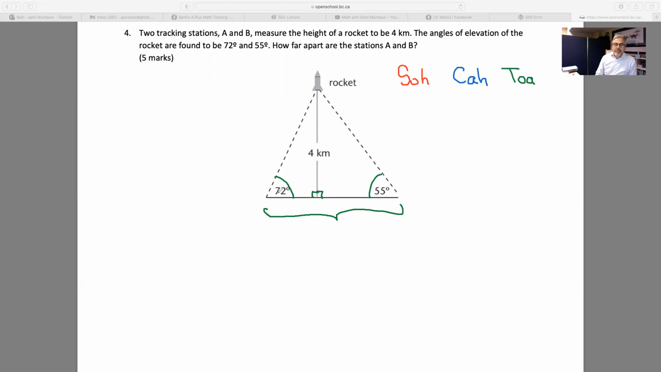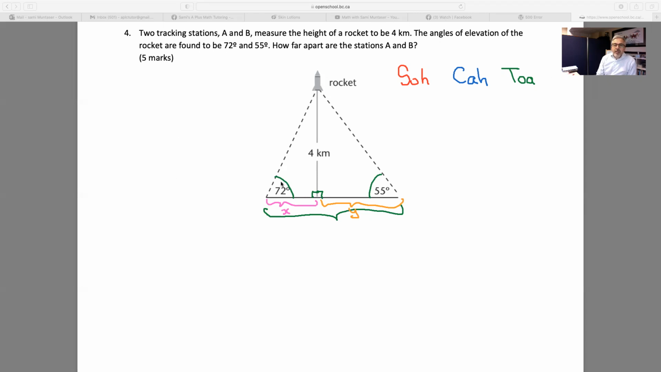and start working with this, I'm going to call this portion from here to here X. And from here to here, I'm going to call it Y. And so if you find X and then find Y and add them up, that will give me the total distance, or how far they're apart. So I'm going to find X first.